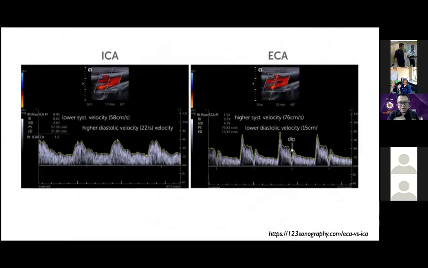So this is an example of how to differentiate between ICA and ECA. Again, I just show you that the peak systolic velocity is normally lower in the ICA, 58 cm per second, and the EDV is a little bit higher compared to the ECA because of the low RI. But in the ECA, they have a higher PSV and lower EDV, making it a higher RI.